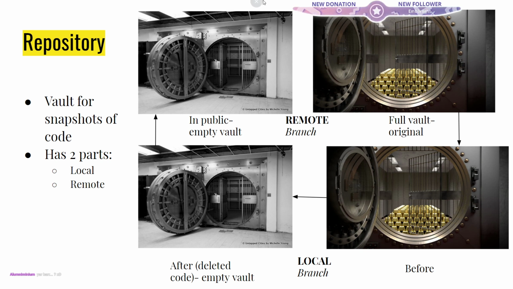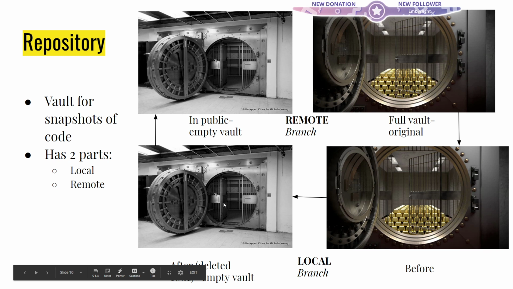Here is an example. You start with a full vault of money, and you copy it. A repository has two parts, local and remote. Here you can see an illustration of how a typical flow would be. You start with a full vault and copy it to your own local environment. This is a remote repository, and this is your local repository, and this is exactly the same as the original.